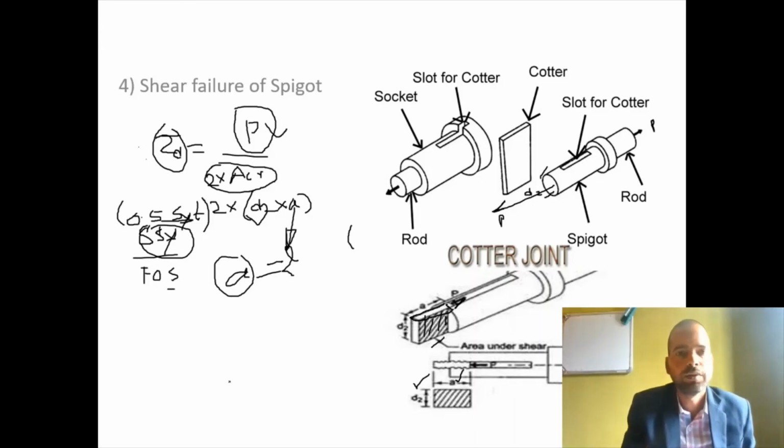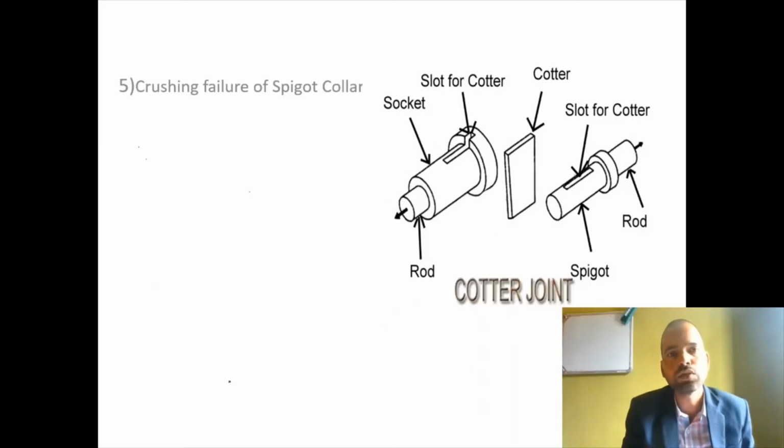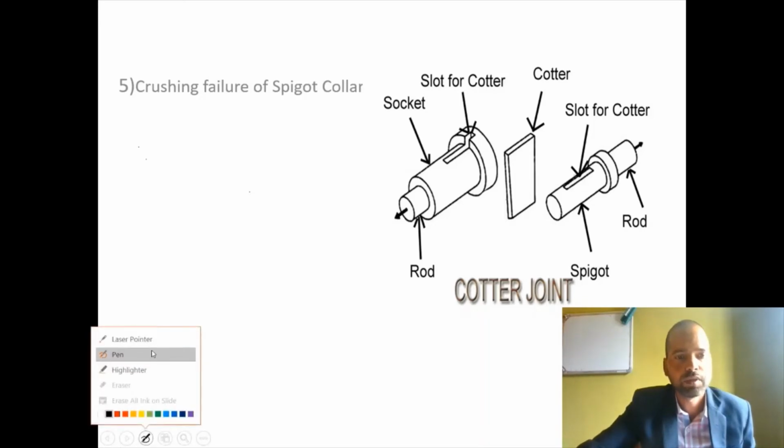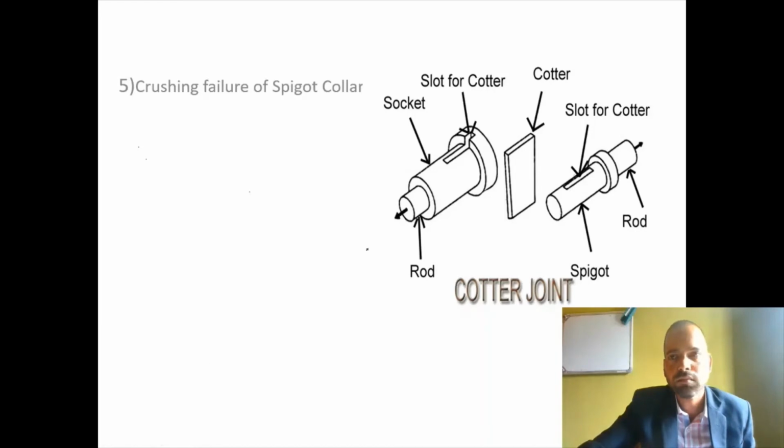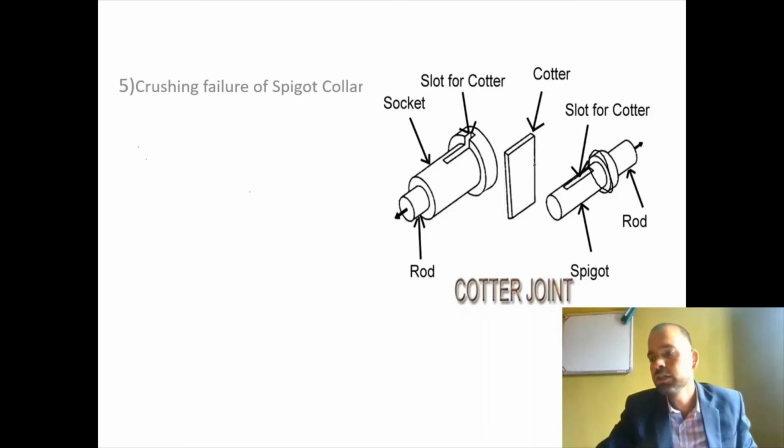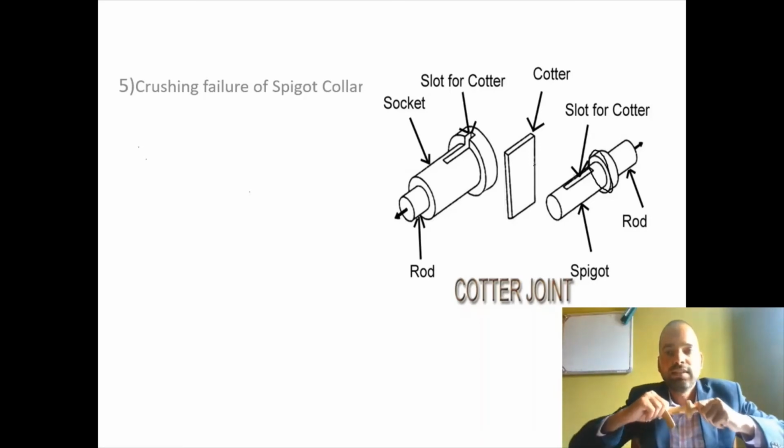So after shear failure, let's have another failure. So this is crushing failure of the spigot collar. Now if you consider a spigot collar, here, this is called the collar of the spigot, right? So up till now we have considered 4 equations. Those 4 equations were for the failure of the cotter joint at the spigot due to tensile load.